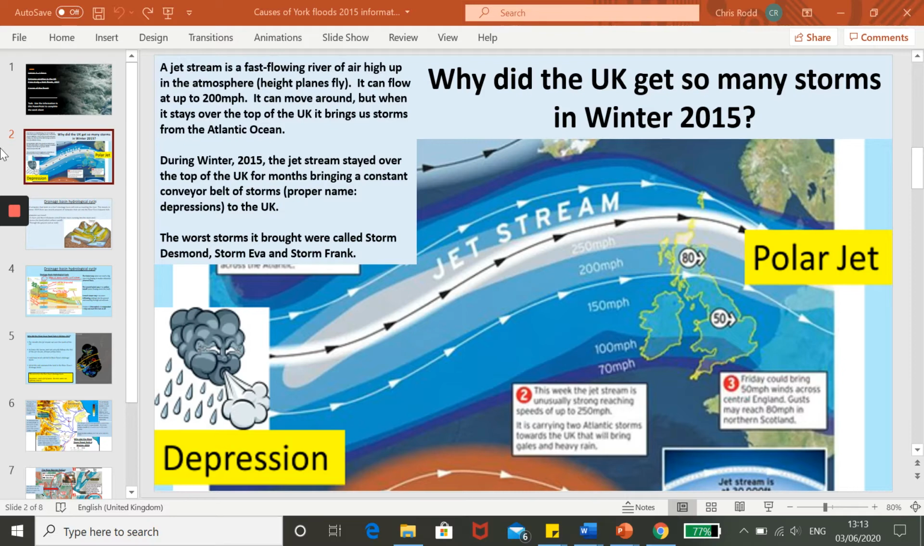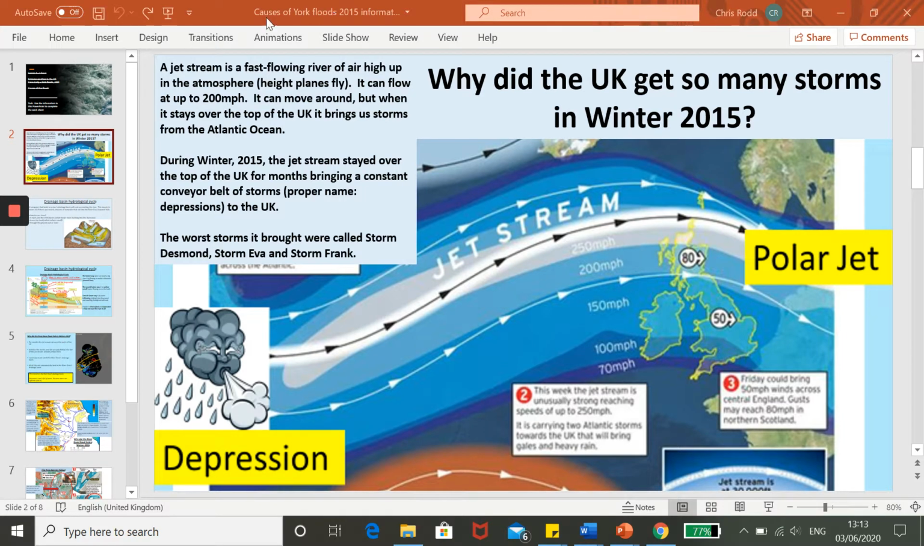So our main case study for extreme weather in the UK is the York floods in 2015. And the first thing that you need to know is why York flooded in 2015. And it comes down to two reasons. First of all, why it rained a lot. And second of all, what happened to the rainwater to get it into the River Ouse and to York really quickly.